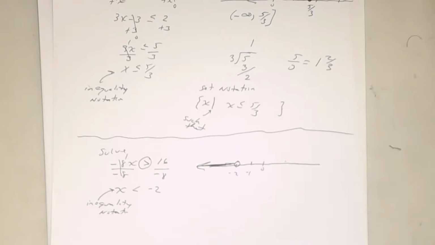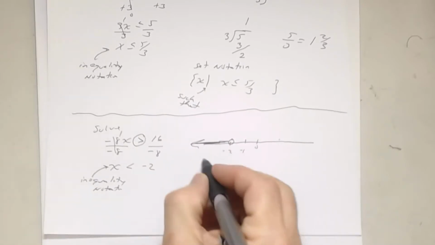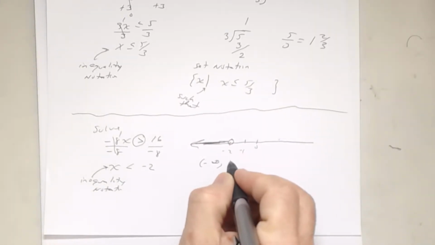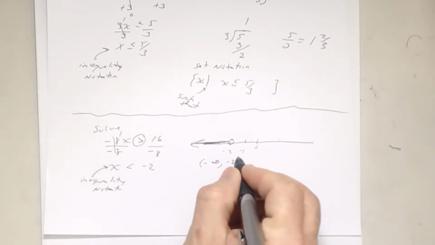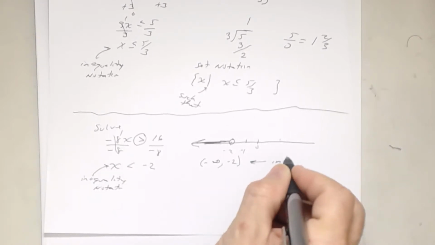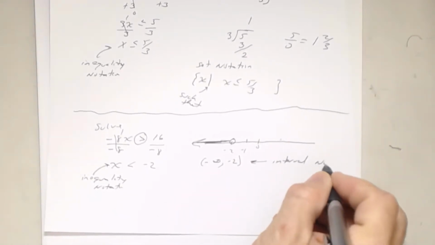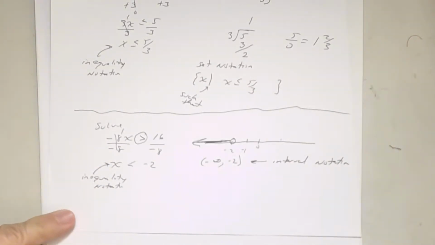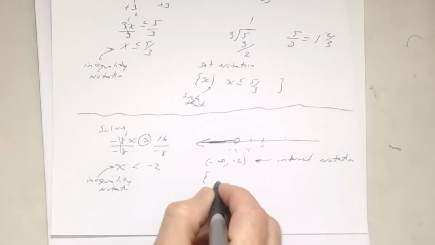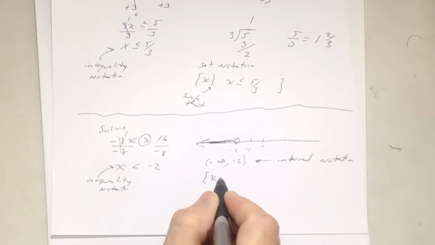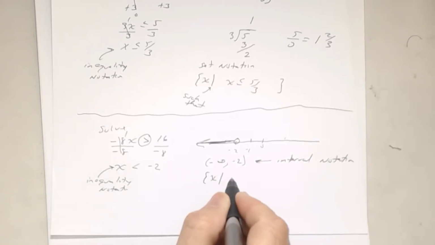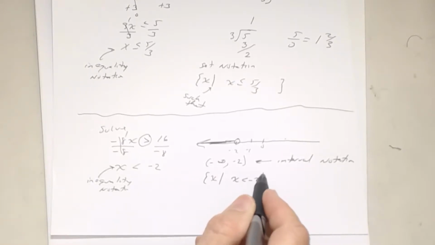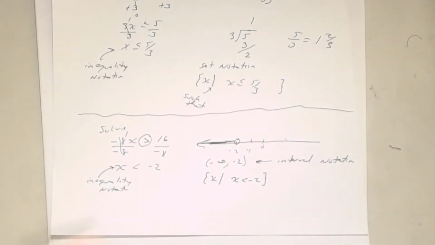All right, what will be the interval notation? Parentheses, negative infinity, all the way to -2, with parentheses. That's interval notation right here. Once you get x by itself, then set notation is easy to write. So you're going to say the set of x such that x is less than negative 2, and then you close it. So that's your set notation.